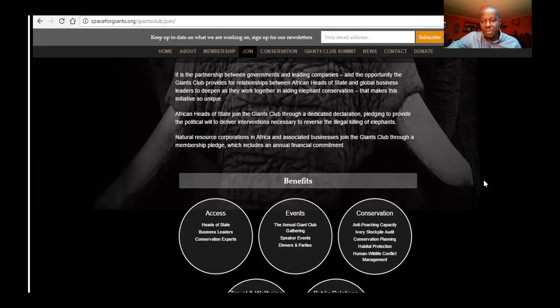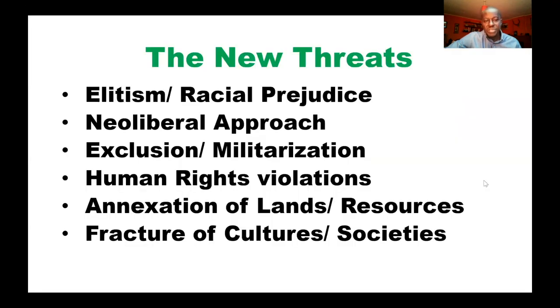So if you give some money to Space for Giants, you say you've given money to conserve elephants, you get access to heads of state where elephants are. And then you can go there and get your contracts and all these other things. So wildlife is becoming an avatar for other things. So the new threats are elitism, racial prejudice, the neoliberal approach, exclusion, militarization, violence in conservation, rights violations, and accession of lands and resources and fracture of cultures and societies.